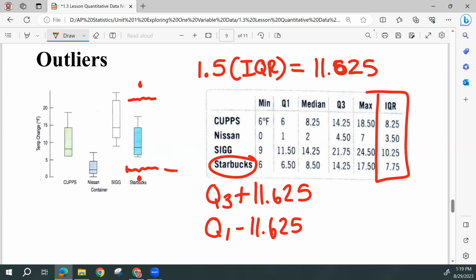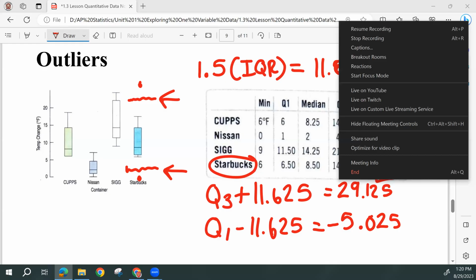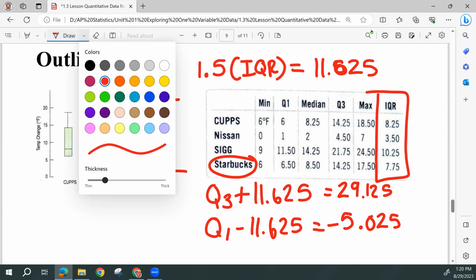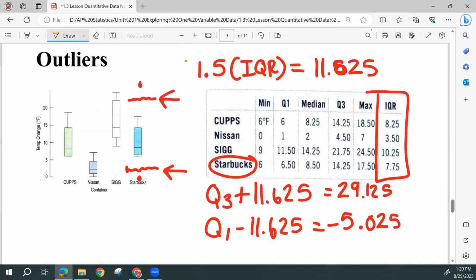That's going to give us these values that we call fences, and then anything outside of those fences will be considered an unusual point that we'd call an outlier. So these numbers mean any temperature on our Starbucks box plot that is greater than 29.125 degrees would be considered an outlier. Any temperature below negative 5.025 degrees would be considered an outlier. And in fact, these box and whisker plots do not have outliers. The way that you can tell is that if they had outliers, those outliers would be indicated as a dot or a star, depending on what your output is on your calculator. And since those don't exist here, we didn't have any.